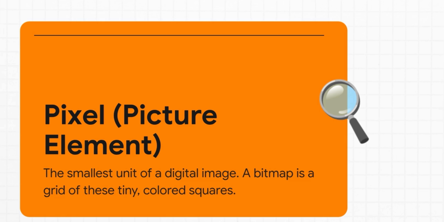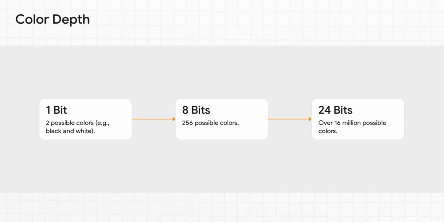Every digital image you have ever seen is nothing more than a giant grid, like a huge mosaic made of thousands or even millions of these little colored squares. So how does a computer know what color to make each of those little squares? You guessed it, with bits. We call this color depth.